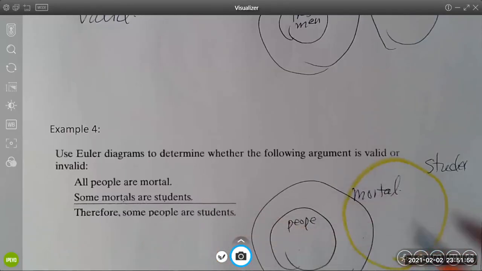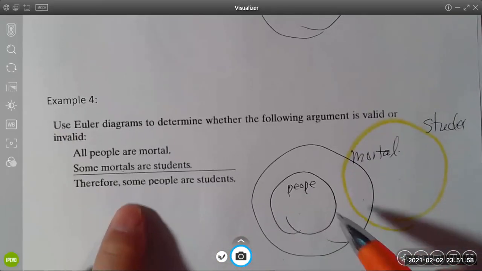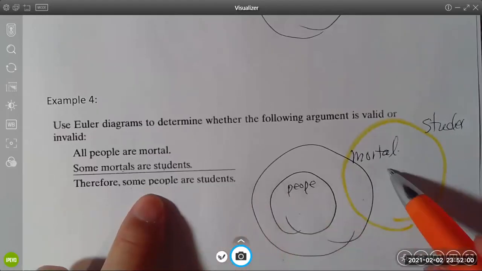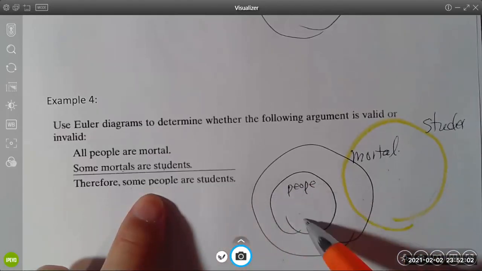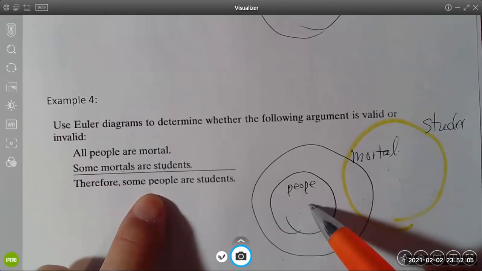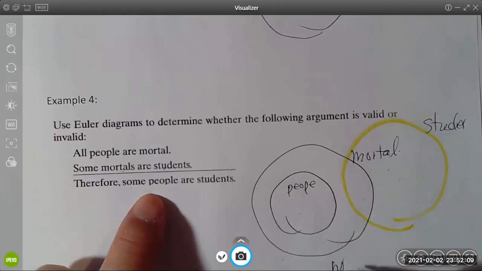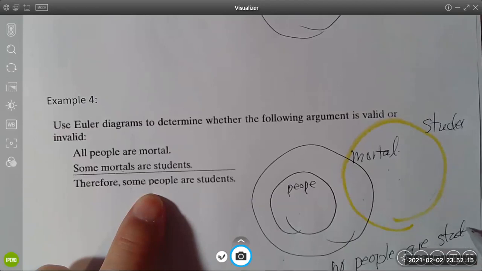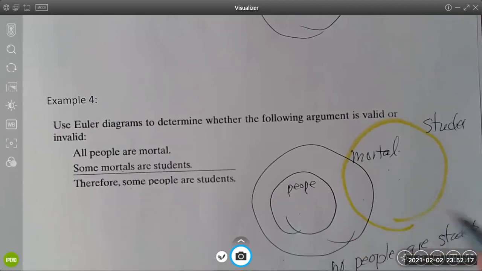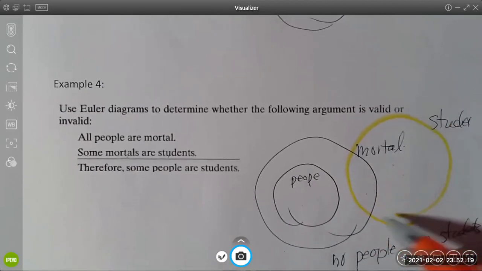Based on this drawing, what conclusion can we get in terms of people and students? In this case, people circle and student circle are totally separated, right? That means no people, that's our conclusion. No people are students. That's our conclusion. If I draw this student circle this way, but I can draw this student circle in a different way.